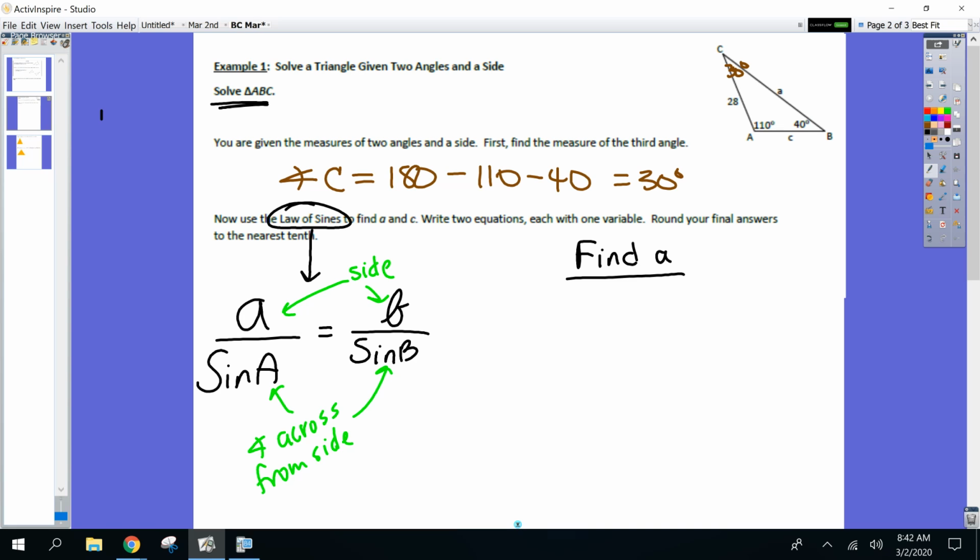Everyone ready? So I'm going to say side A over, here's the first ratio we're going to create. What is the angle across from it? So I'm going to say not 110, not over 110, but sine of 110. That ratio is the same as any other side and the angle across from it in the same triangle.